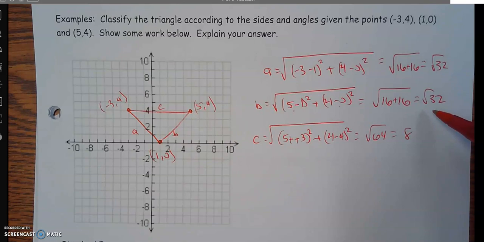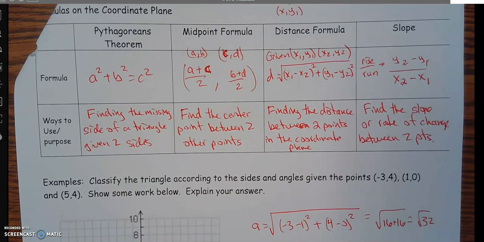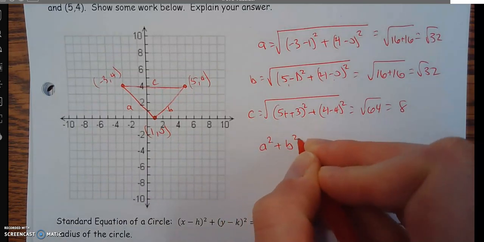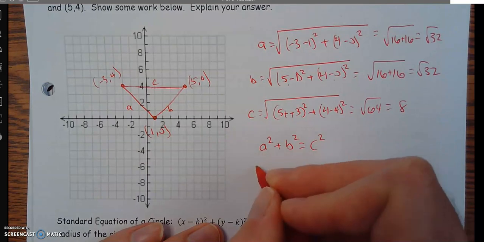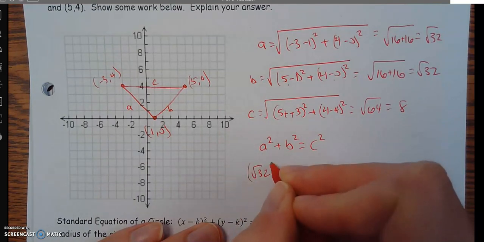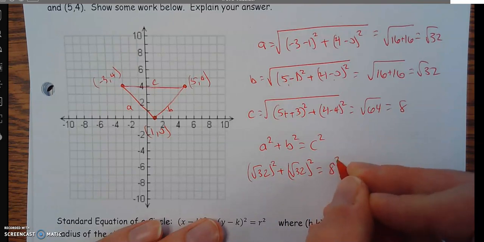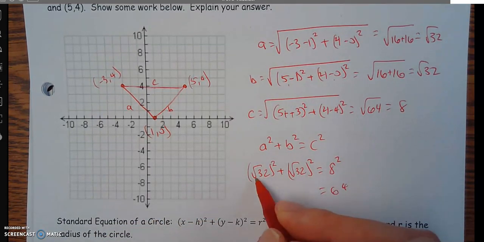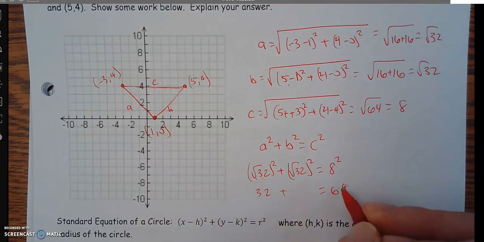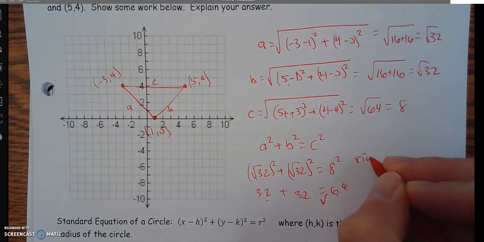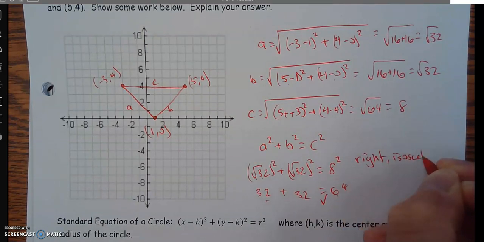But now if I want to classify it by angles, the only formula I really have is this: if it's a right triangle, it's going to satisfy a squared plus b squared equals c squared. So let's see if it's a right triangle now. Does a squared plus b squared equal c squared? a squared would be the square root of 32 squared, plus b squared would be the square root of 32 squared, and then that'd be 8 squared. The square root of 32 squared is 32. Does 32 plus 32 equal 64? It does. So that means that this is a right isosceles triangle.